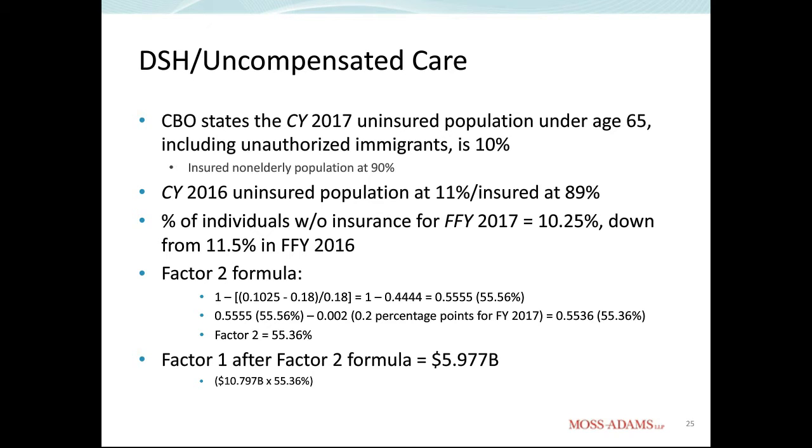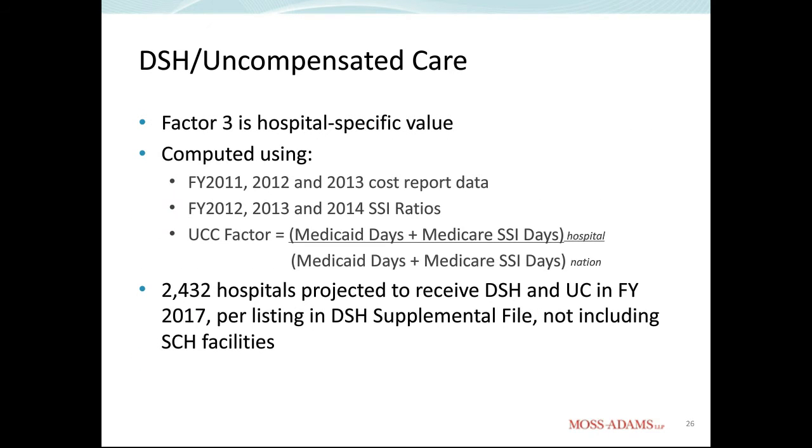So as the uninsured population decreases, what happens in the payment formula is factor 2 has a negative impact to your DISH payments. So as the uninsured go down, your DISH payments go down. Once you take factor 1 and you apply the formula to factor 2, you're left with $5.977 billion. At that point, the payment pool, the $5.977 billion, is distributed to hospitals through factor 3.